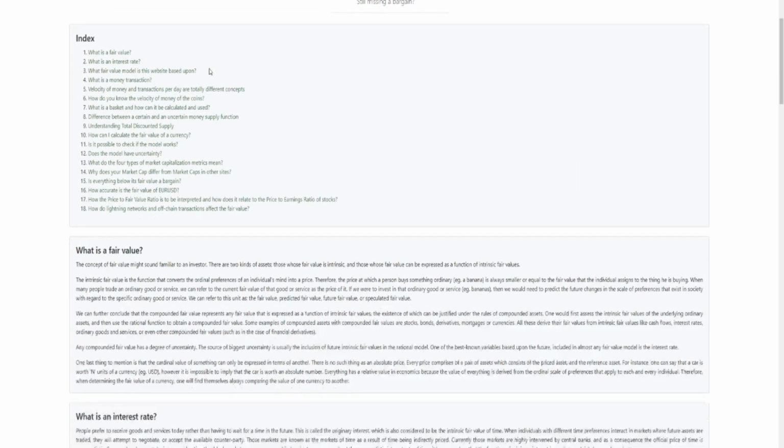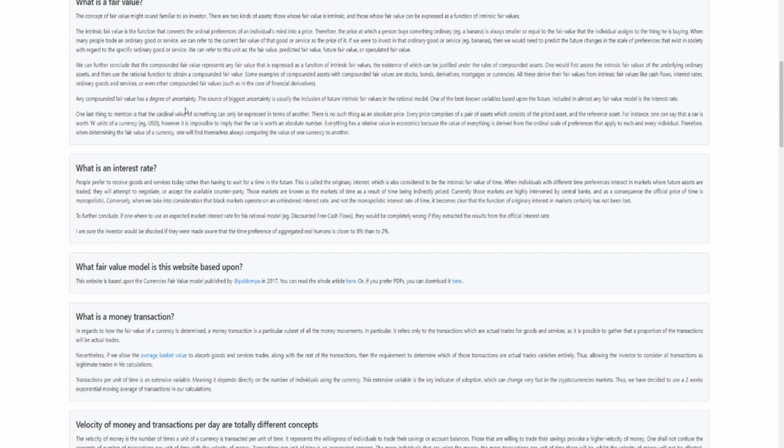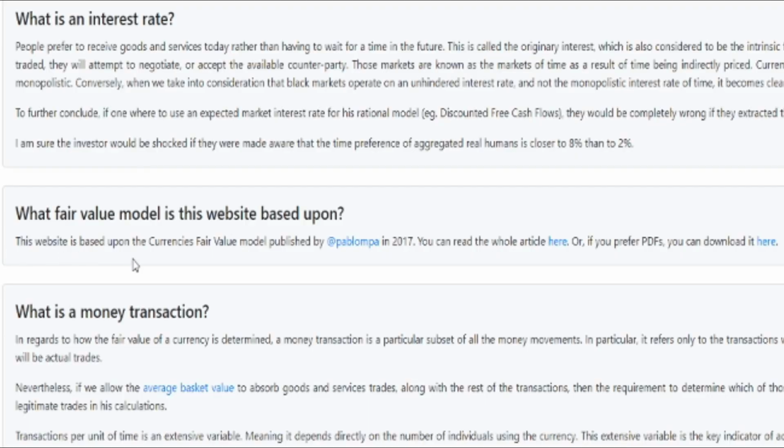So we come down to how they came up with this model. And it says this website is based upon the currency's fair value model published by PABLOMPA in 2017. And you can read the whole article here.